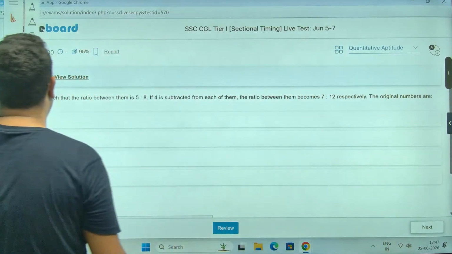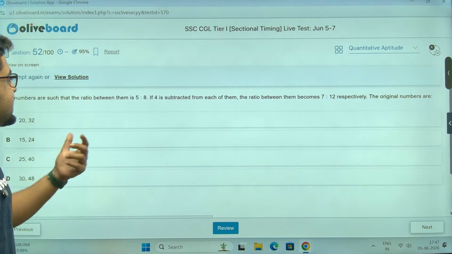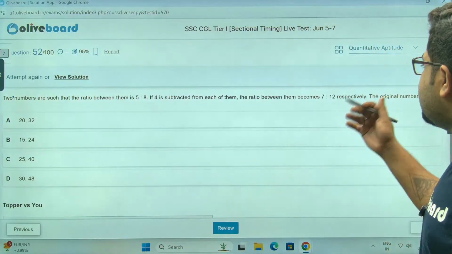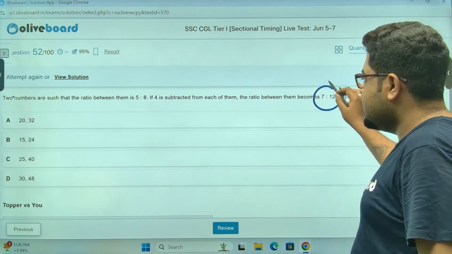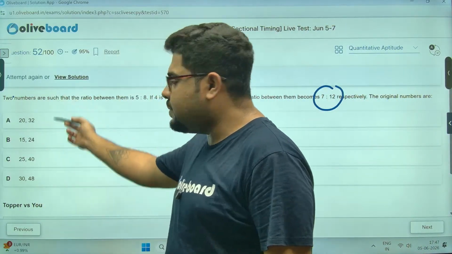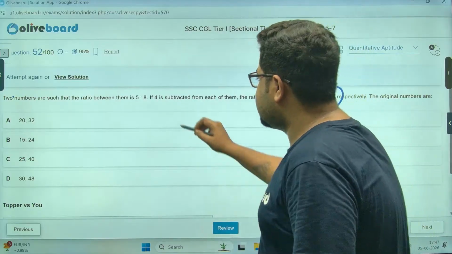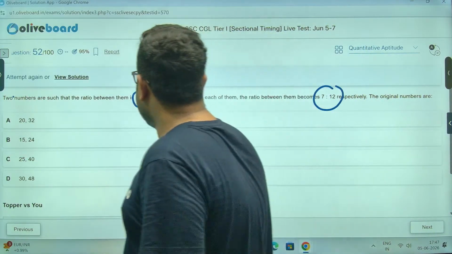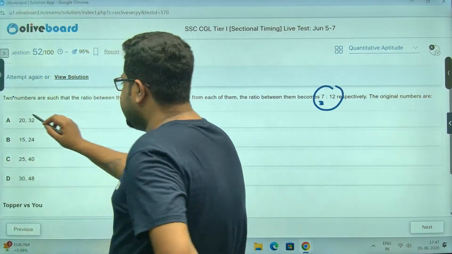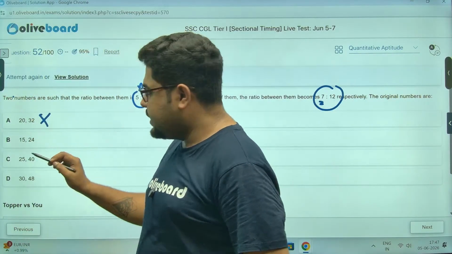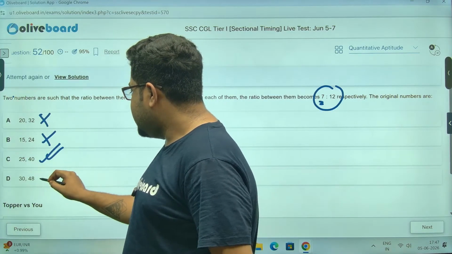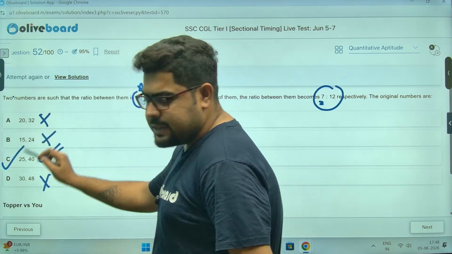Let's do the next one. Two numbers are in the ratio 5:8. When 4 is subtracted, the ratio becomes this. All four options for the first number are multiples of 4, all the second numbers are multiples of 8. So this really won't help us. But 4 is subtracted, the first number becomes a multiple of 7. So 20 minus 4, 16, is not a multiple of 7. 15 minus 4, 11, not a multiple. 21 is a multiple. And this one, 26, is not. So option C must be the answer.